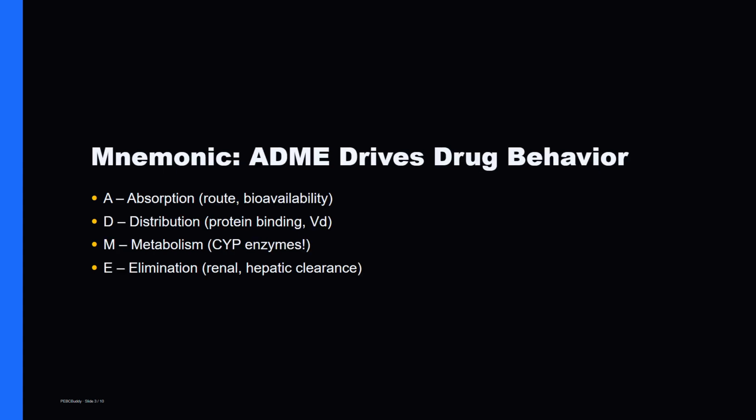ADME is your pharmacokinetics cheat code. Absorption tells you how much drug gets in. Distribution tells you where it goes. A high volume of distribution means the drug is hiding in tissues, not plasma. Metabolism is where most drug interactions live, especially CYP450. And elimination determines dose adjustments in renal or hepatic impairment. When you see a drug interaction question, run through ADME in your head. Is one drug inhibiting a CYP enzyme that metabolizes the other? That's your answer. We'll dig into CYP in just a moment, but keep ADME as your mental checklist every single time.